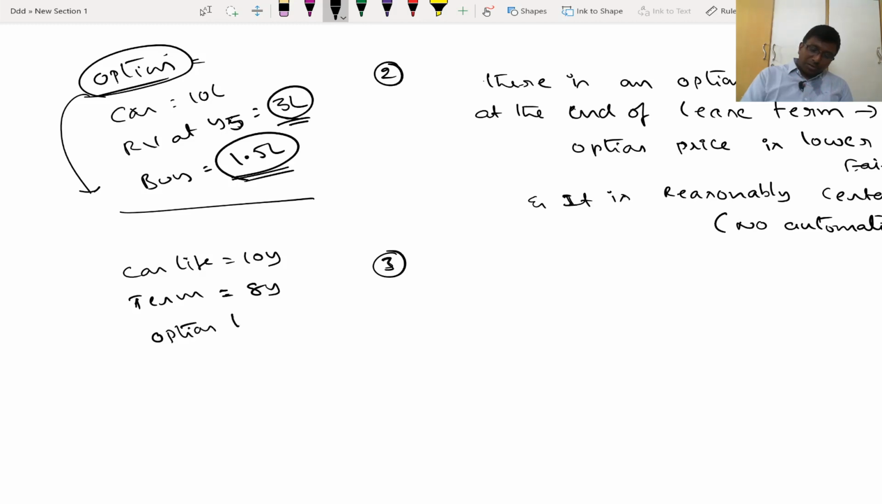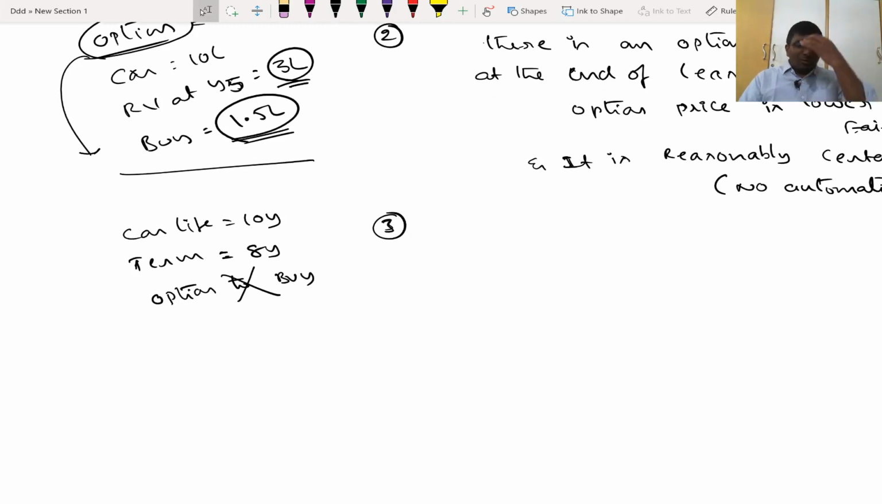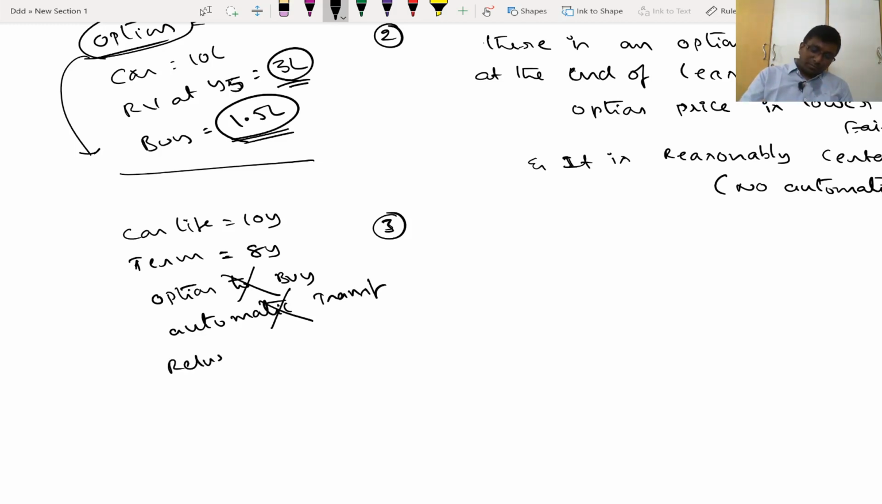No option to buy. In the agreement there is no option, meaning no offer of 1.5 lakh rupees was given. And is there any automatic transfer? No automatic transfer. That means after 8 years you have to come and give the car back to me. Return the car at the end of the 8th year, because after the lease term you give me the car and go home. That's all. What I will do with that is my problem, not your problem.